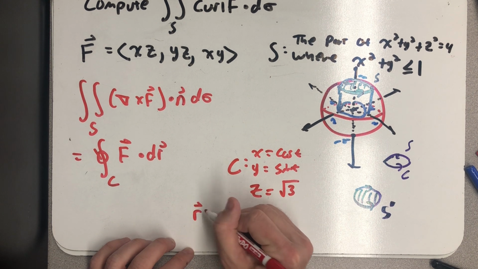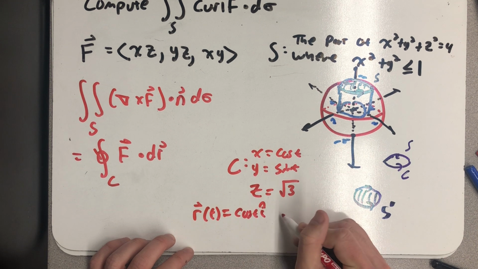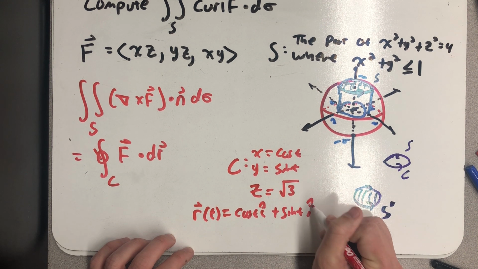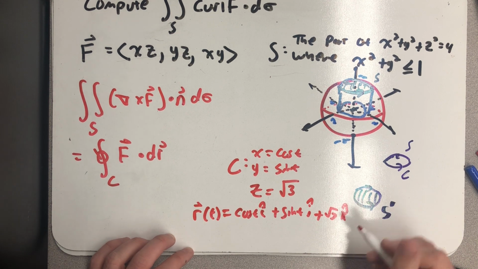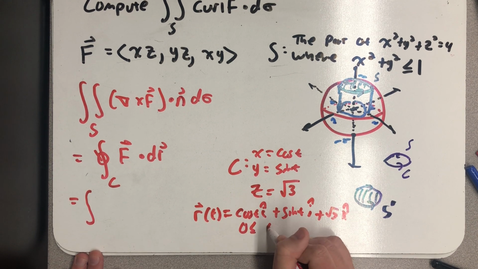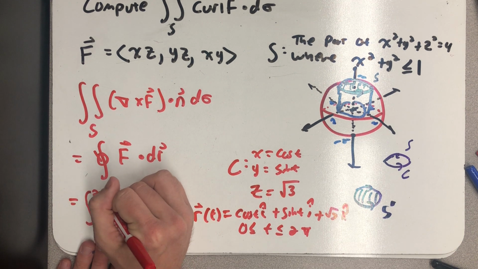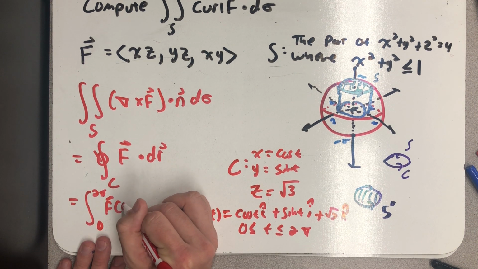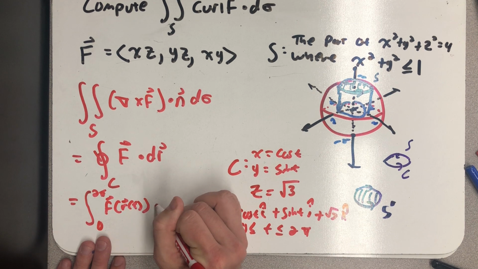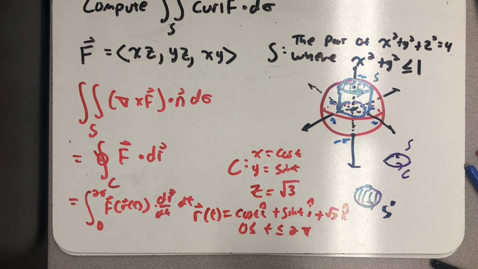So to parameterize that path, I could think of it as r of t is equal to cosine t i plus sine t j plus root 3 k. Well, to evaluate this path integral, and I should write down some bounds for t here because I'm getting ready to use them. I need to go all the way around it. So I'm going to integrate from 0 to 2 pi of F of r of t dot dr/dt dt. So I'll need to take a derivative here. I'm going to need to substitute my path into my vector field, and then I'm just computing a path integral.